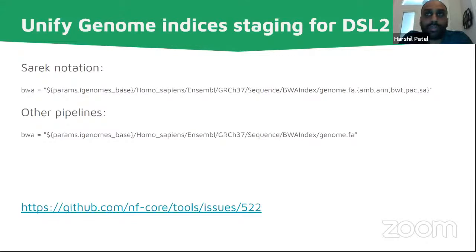Because if different pipelines will be sharing modules, then obviously this will become important in terms of how we structure this information and how we deal with it. So I was wondering if people had any issues, and it's a good time to discuss maybe.